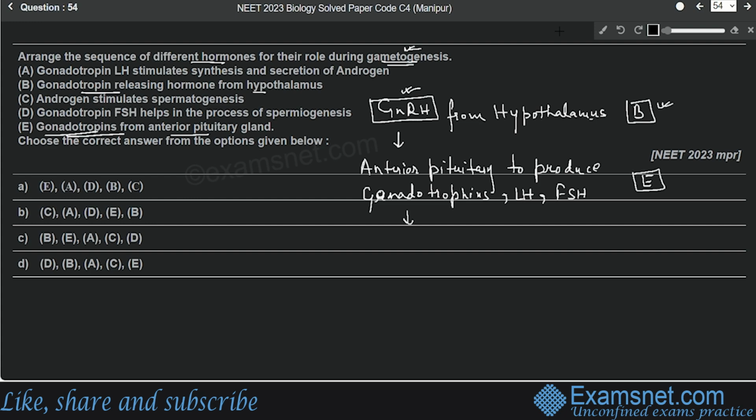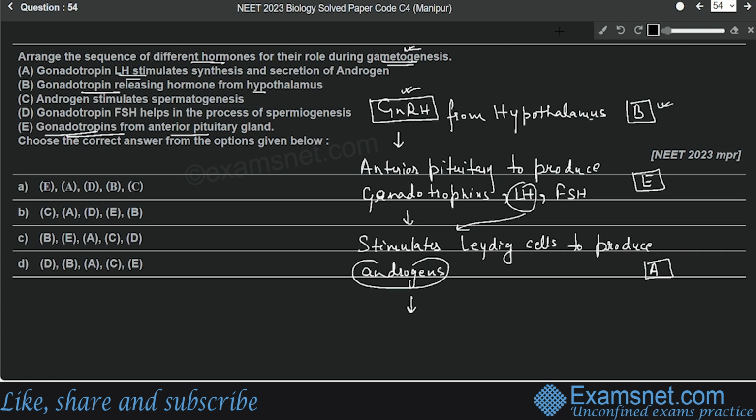After that, what will happen? After that, this luteinizing hormone that was produced by the anterior pituitary will stimulate the Leydig cells in the testis to produce androgens. Okay. Therefore, statement A will be the next one. Gonadotrophin, luteinizing hormone, stimulates synthesis and secretion of androgens. Then the next, what will happen? The androgens such as testosterone will stimulate the process of spermatogenesis. Therefore, this is statement C.